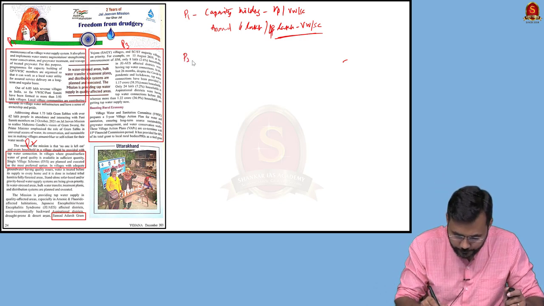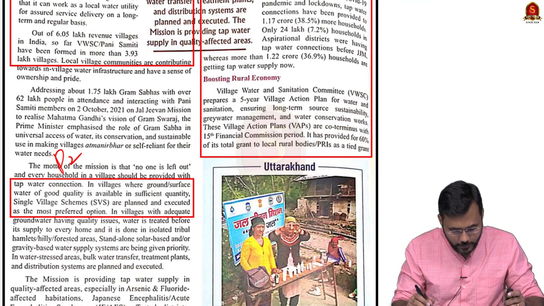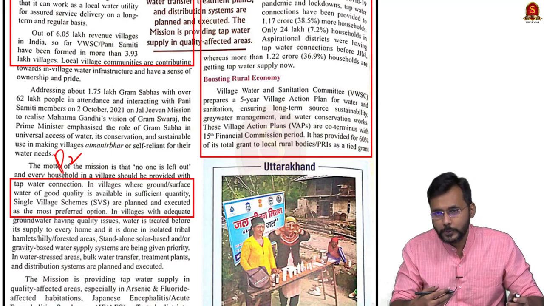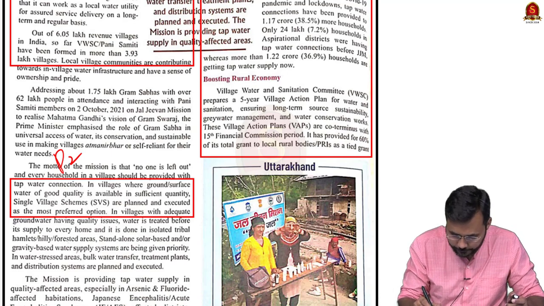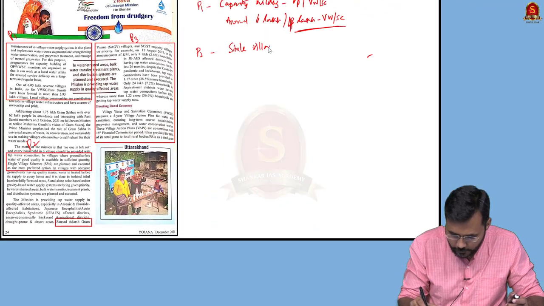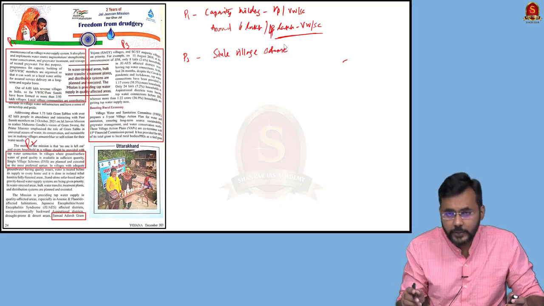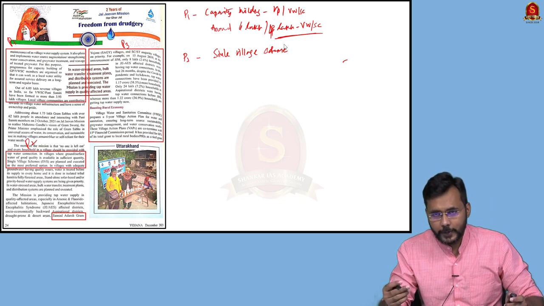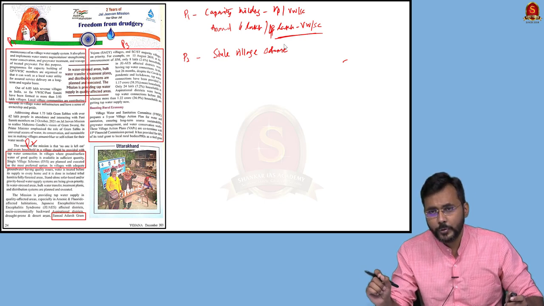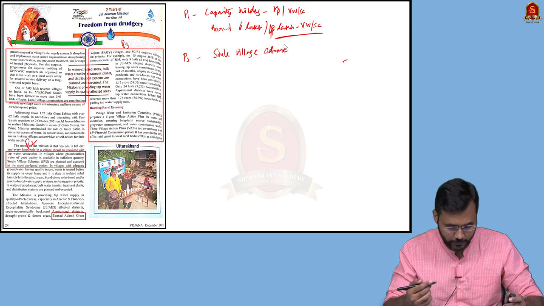Next thing is paragraph 2. In paragraph 2, villages where groundwater or surface water of good quality is available in sufficient quantity, single village schemes are planned and executed as the most preferred option. So this is another characteristic of this particular scheme, what we call a single village scheme. A single village scheme is where that village is self-sufficient in water, especially with the quality of drinking water and the sustainability of that water source for a long duration as drinking water. It all comes under single village scheme. So that is one important characteristic given in paragraph 2.